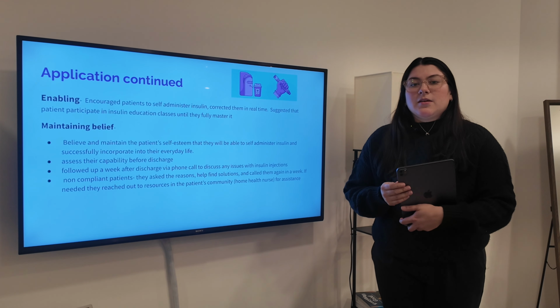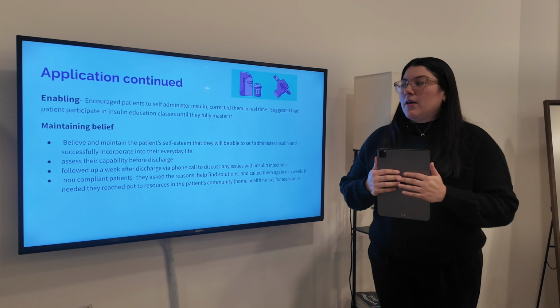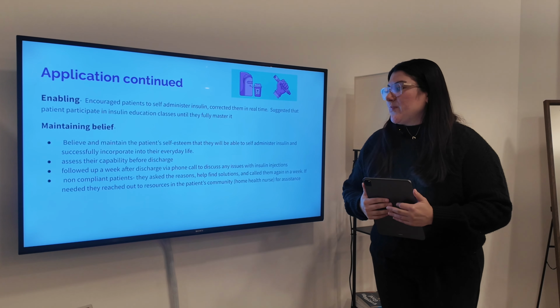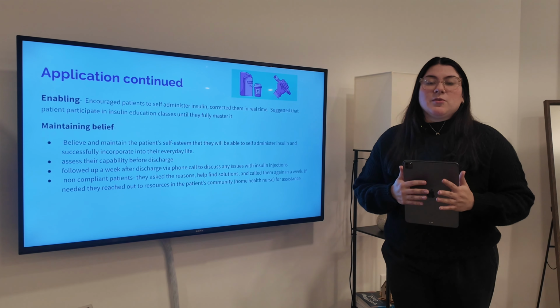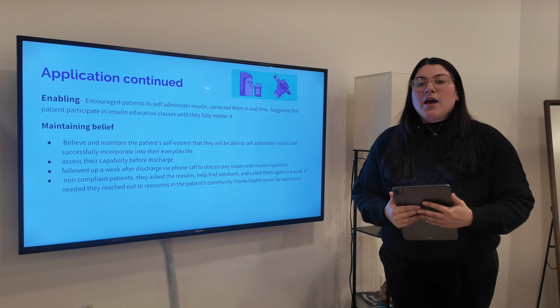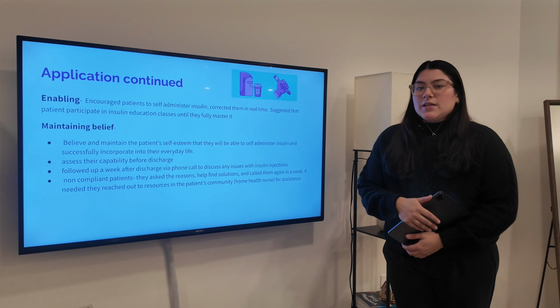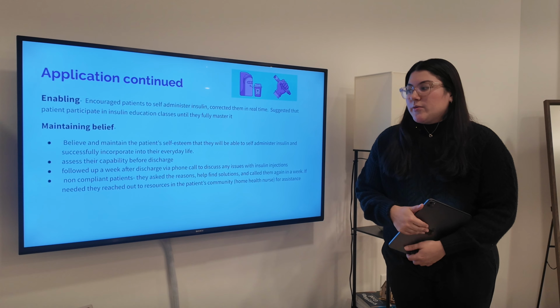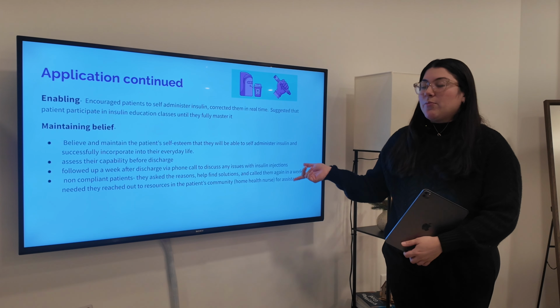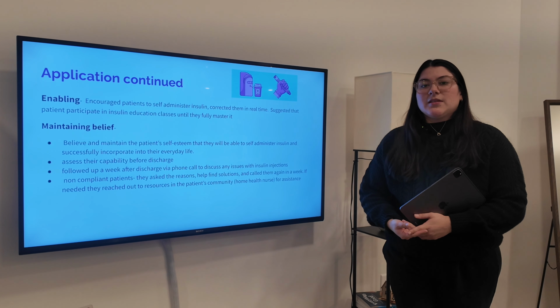And then the last process is maintaining belief. So the nurses reassured the patients, they maintained the patient's self-esteem to give them the courage and the strength to be able to manage this disease after hospital discharge and to be able to inject the insulin at home on their own. They assessed their capability of being able to self-administer the insulin before discharge, and after discharge, they followed up a week later via phone call.